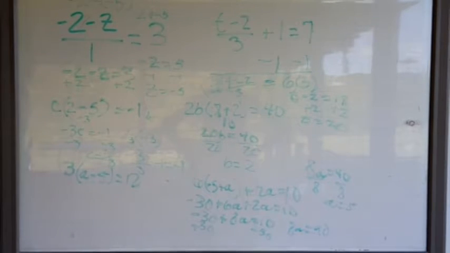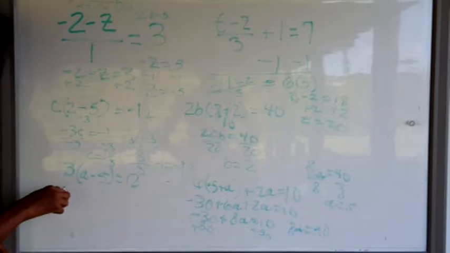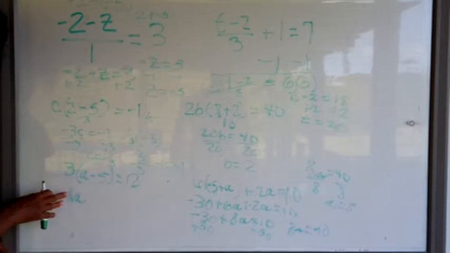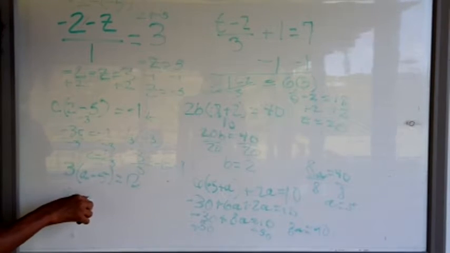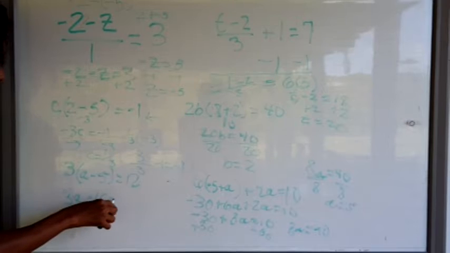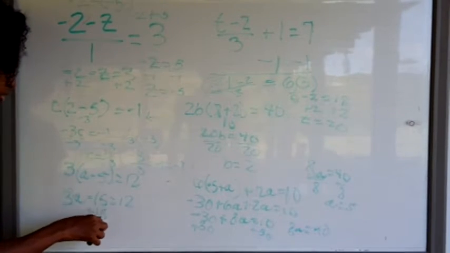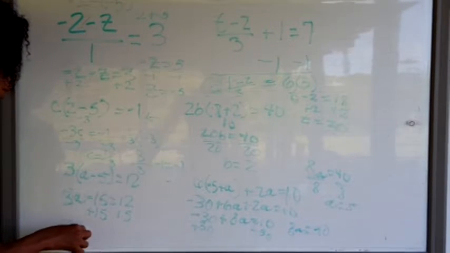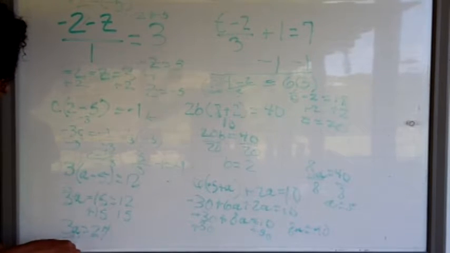Alright, so we have 3 times a minus 5 equals 12. We have a variable, so we're going to distribute. So it's going to be 3a, 3 times negative 5 is negative 15. Then we add 15. Then 3a equals 27. We divide by 3.